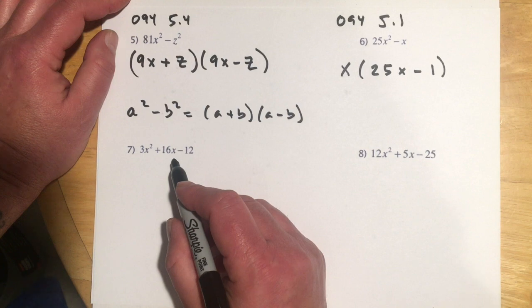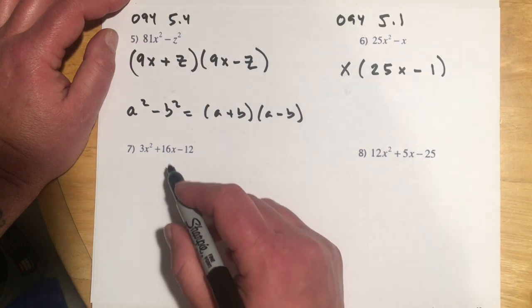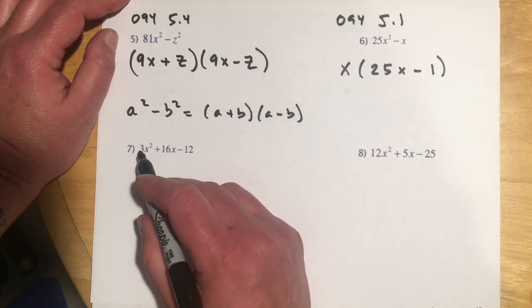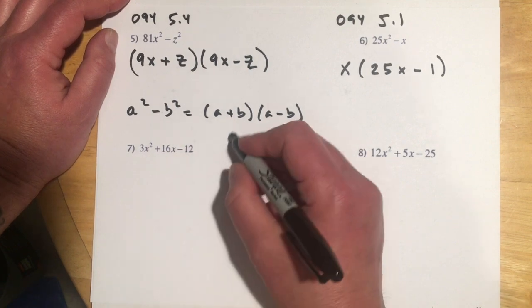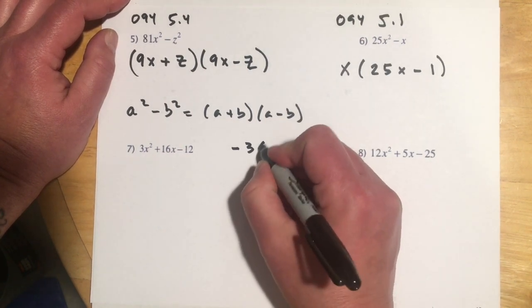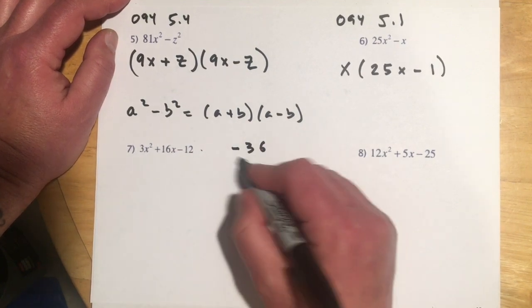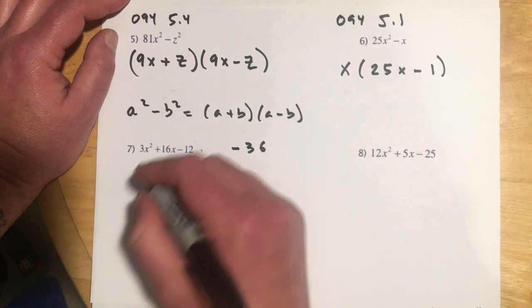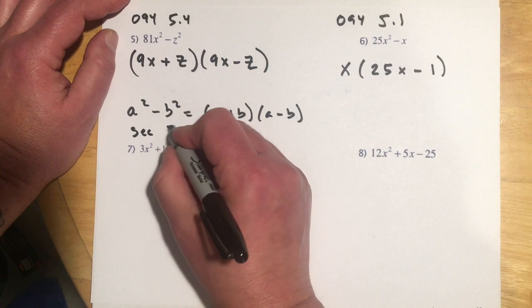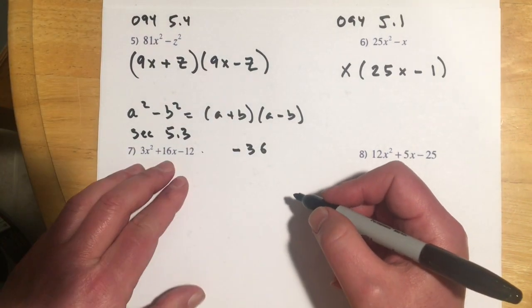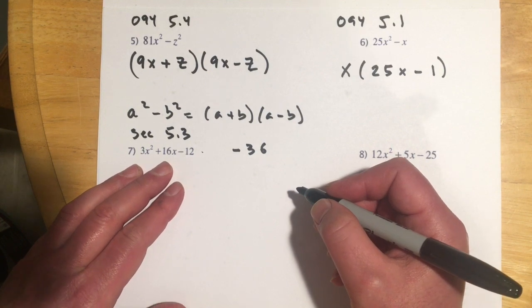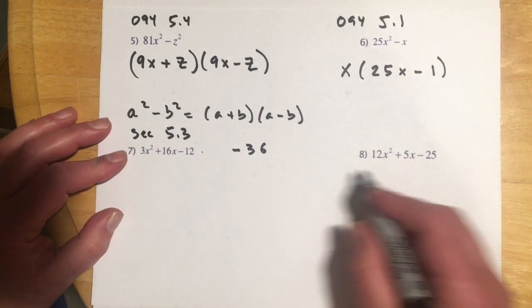This one is not that great. So this is the kind no one likes. 3 times negative 12 would be negative 36. So we go our a times c, and we get this number on the end. This is section 5.3, and lots of people have a hard time with these. I don't think we'll do a ton of them this quarter, but here it is.